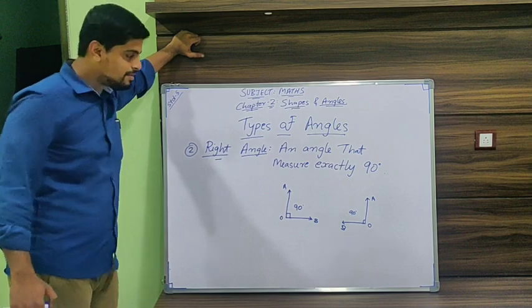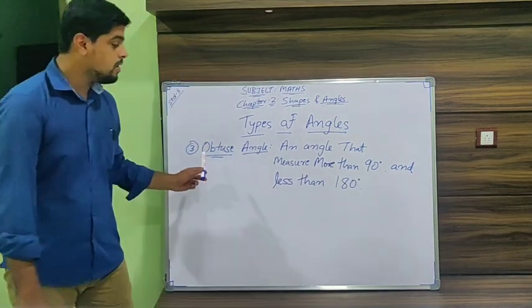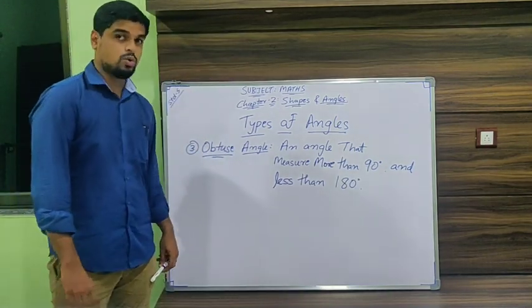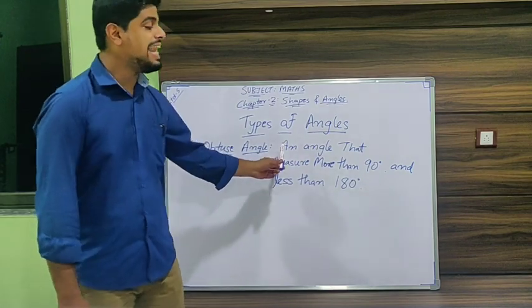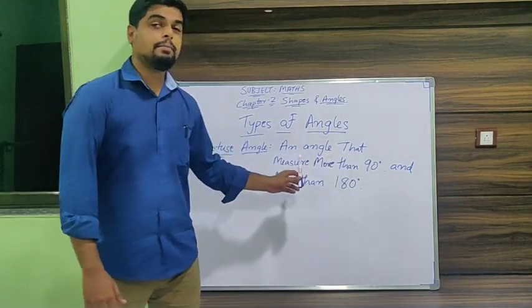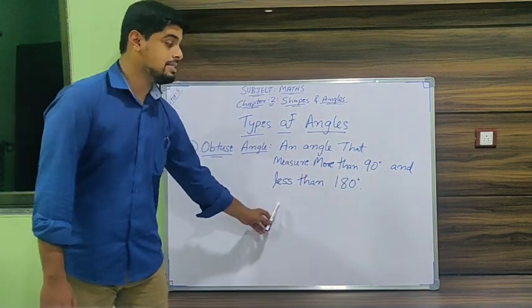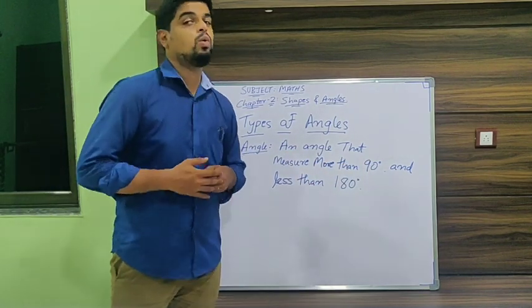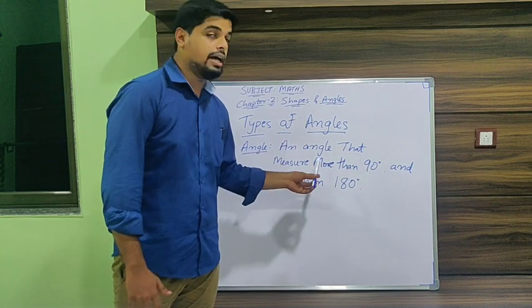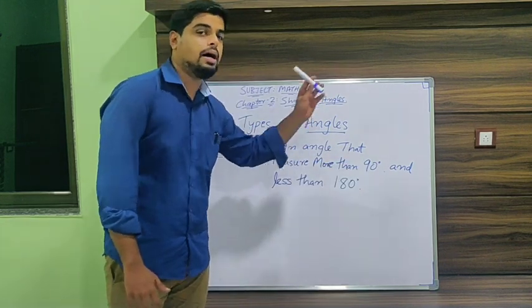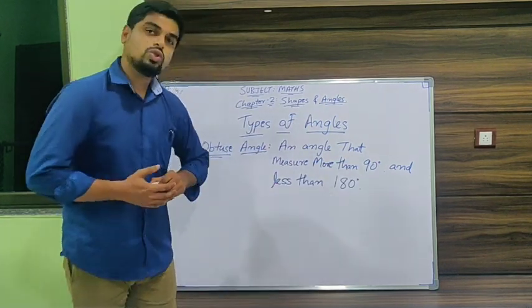Very good. The third important type is the obtuse angle. So what is an obtuse angle? An angle that measures more than 90 degrees but less than 180 degrees. What does it mean? The angle which is bigger than 90 degrees but smaller than 180 degrees.